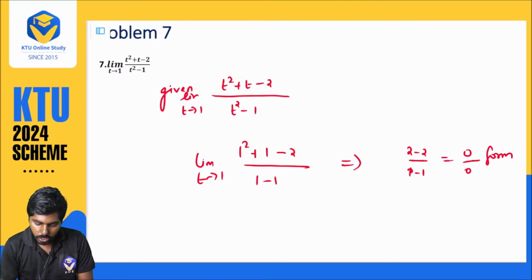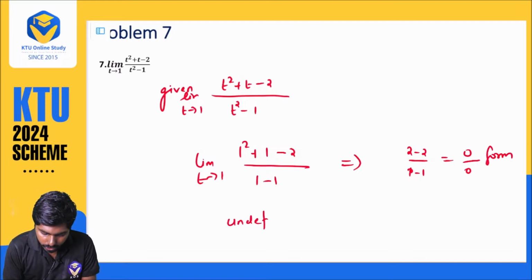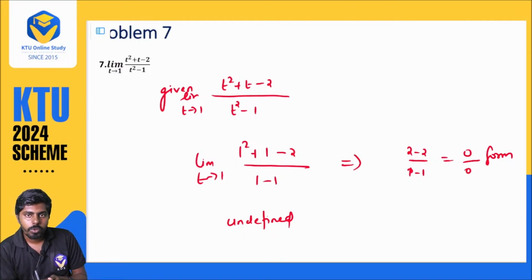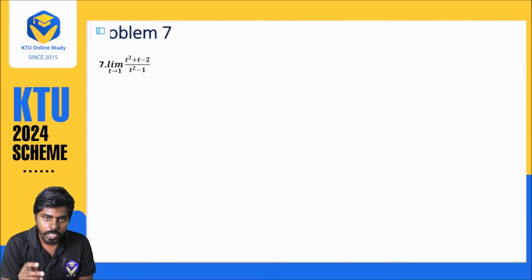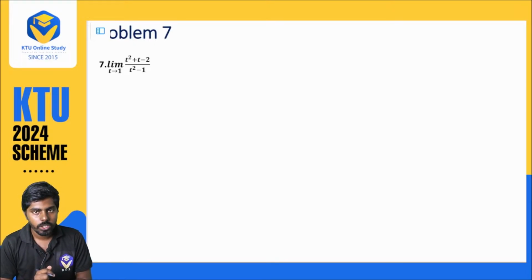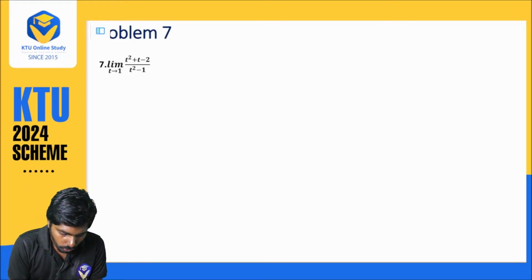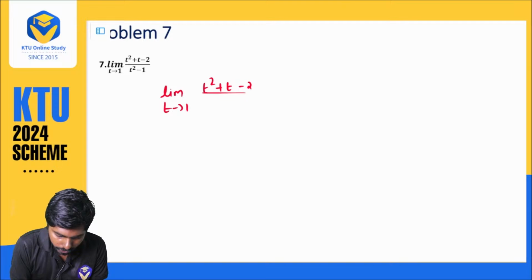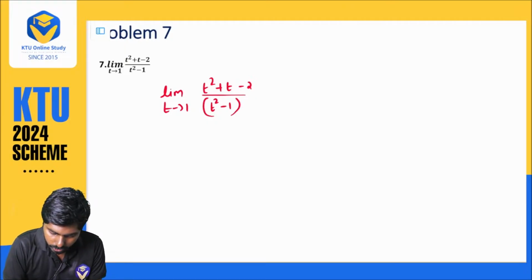0 by 0 form means undefined. But the question is asking us to prove the limit. For proving that, we want to do either simplification or conjugate multiplication. Always go with the simplification first, then we will come to the conjugate multiplication. So what can we do? Limit t approaches 1, (t square plus t minus 2) divided by (t square minus 1).